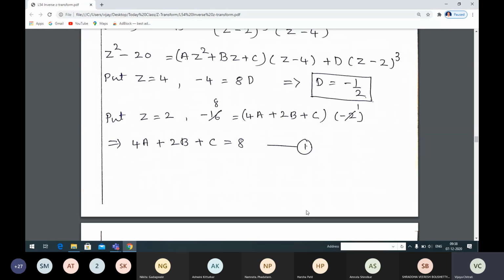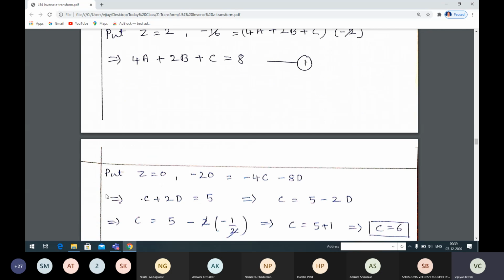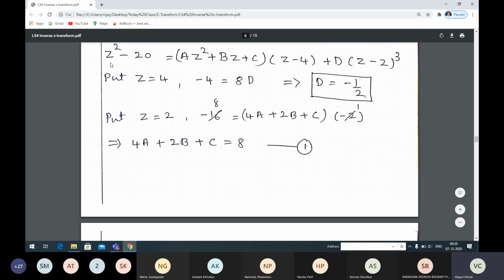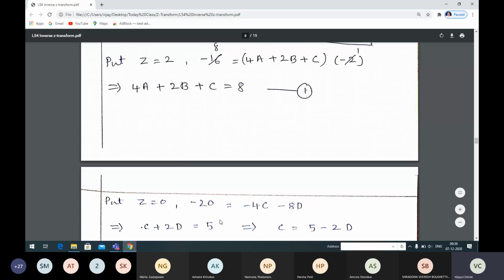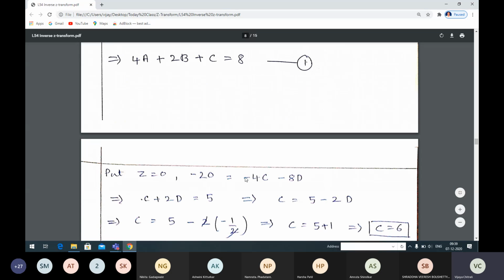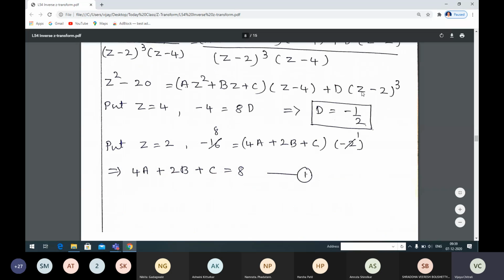Next, we are finding a, b, c, d. So we got d, and we need to find the a, b, c values. For that, put z is equal to 0. What will we get? See here, 0 square is 0, 0 minus 20 is minus 20, is equal to, and here z is 0. Z is 0 means this term is 0, this term is 0, and here 0 minus 4 is minus 4 into c. So minus 4c, right? And here in place of z 0, 0 minus 2 is minus 2.